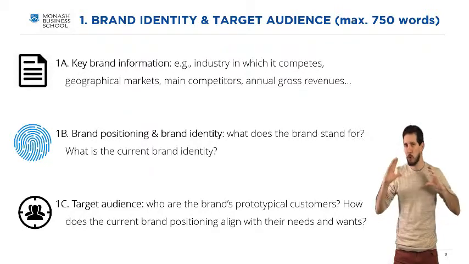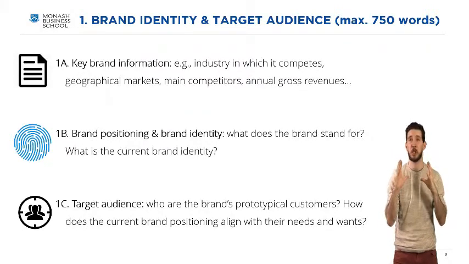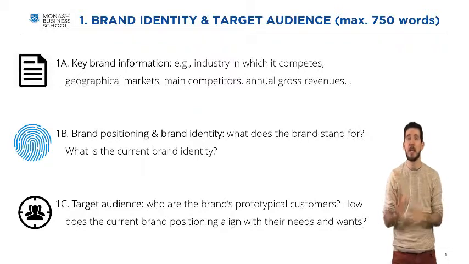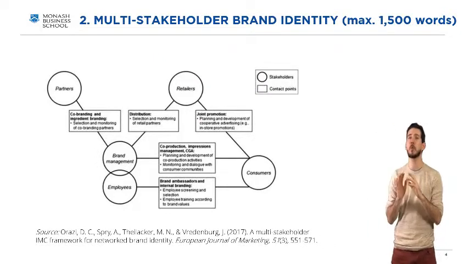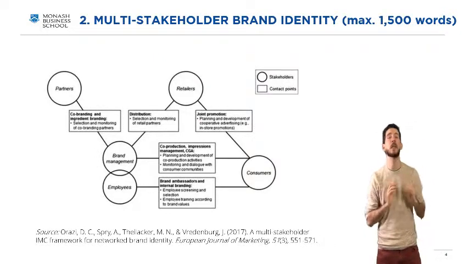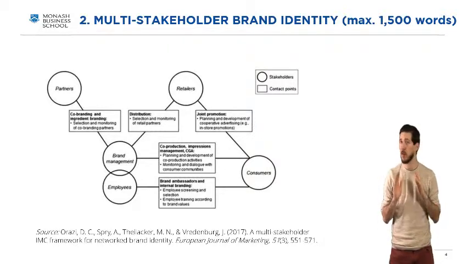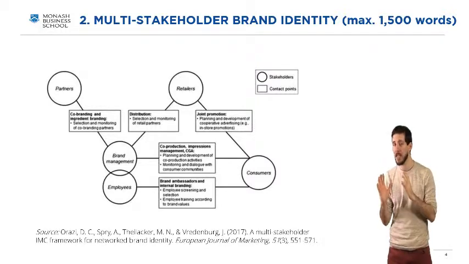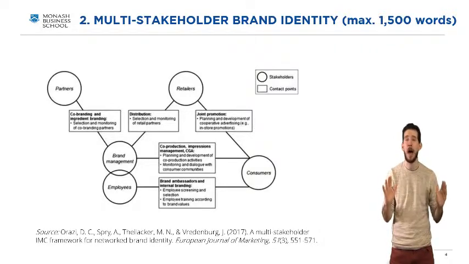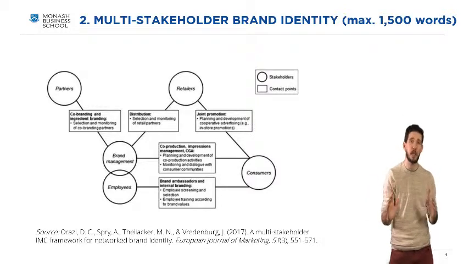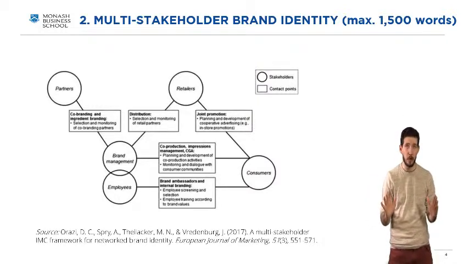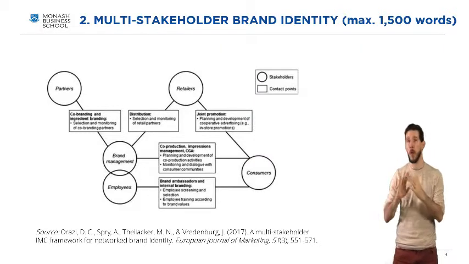And let me really emphasize the core section of the report, which is the multi-stakeholder map. Now, in this section, which I encourage you to also develop graphically, we're looking at about 1,500 words in which you map all the relevant brand touch points between the brand and its key stakeholders. Now, I cannot stress enough how the Orazi and other authors 2017 paper published in the European Journal of Marketing is an invaluable source of information and inspiration to develop one of such maps.